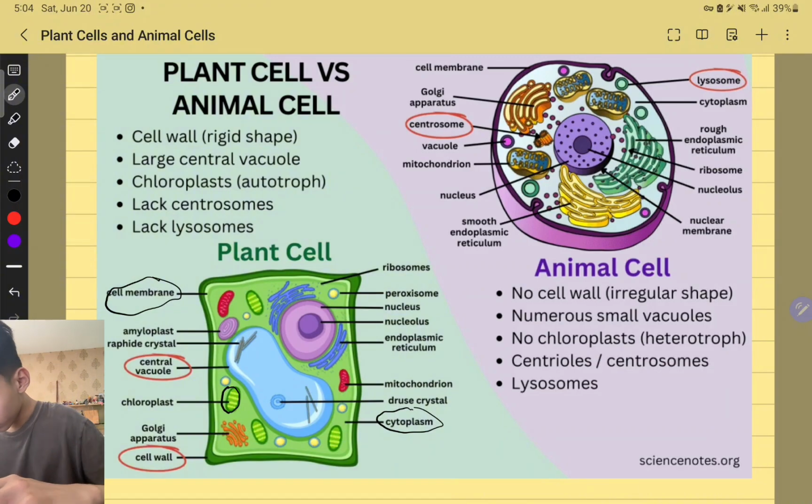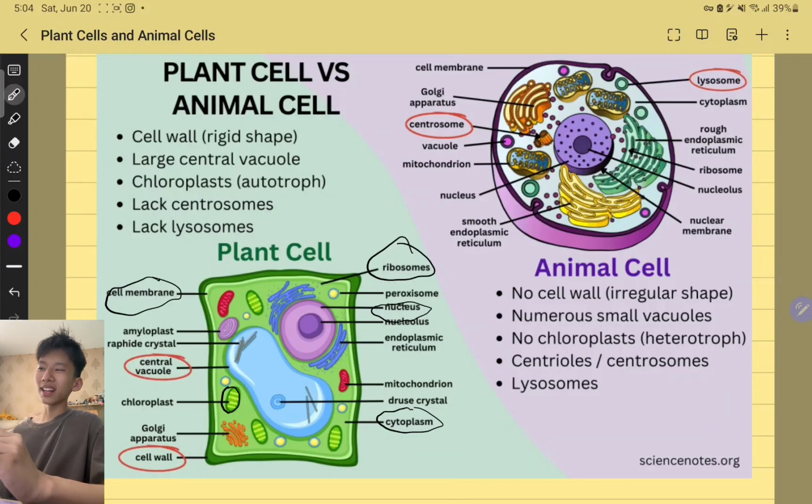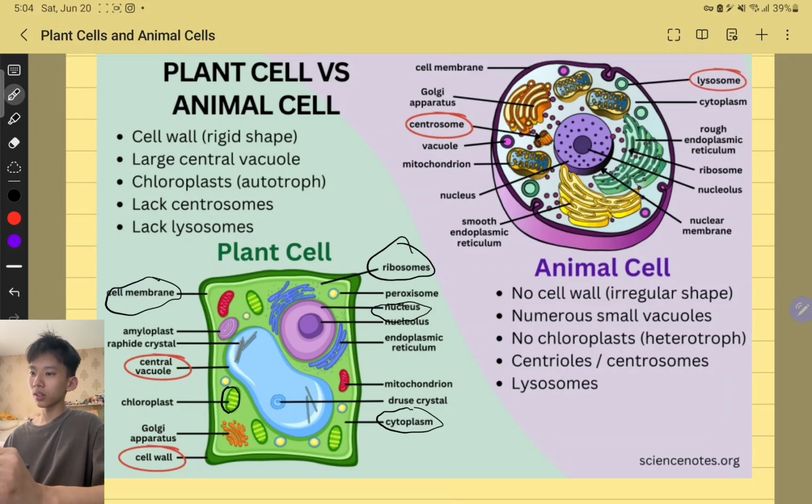And the third one is the ribosome, right over here. They make proteins, which is very important for growth and repair of the cells. Next one is the nucleus, right over here. It acts like a control center of the cells. It contains DNA and controls what the cells do. And the next one is the nucleolus. It makes ribosomes and helps the cells to make protein. And the final one is the mitochondria. They are where ATP is produced, which is basically energy for the cells.